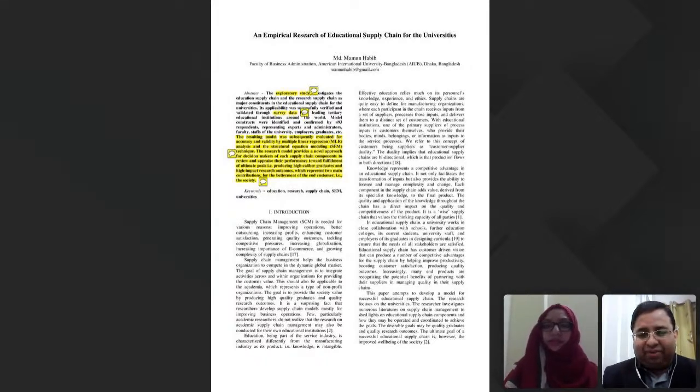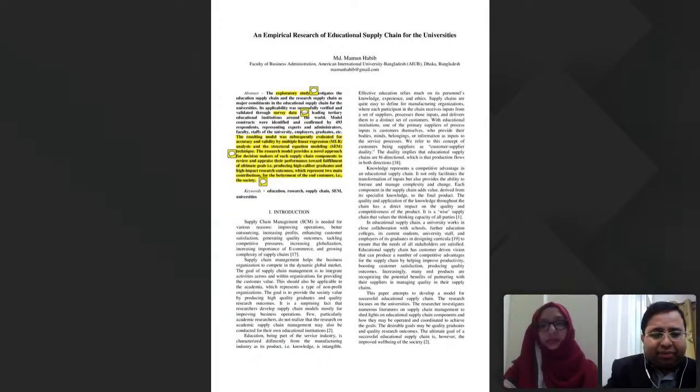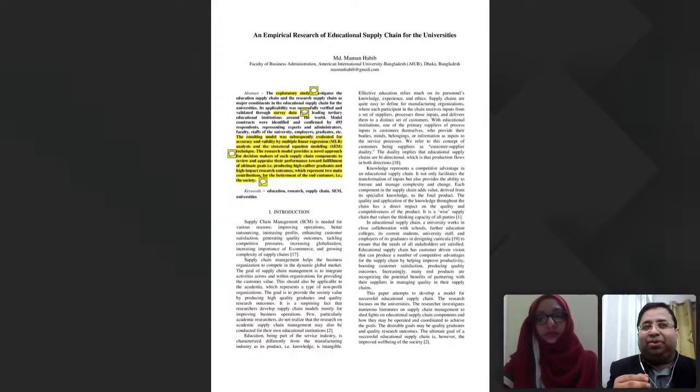First of all, look very carefully at what we are trying to say in this sentence. In that sentence, there are three parts. Look very carefully. The research model provides a novel approach for decision makers of each sub-project component to review and appraise their performance toward fulfillment of ultimate goals. This is the one part. Finish. What is the significance of the sentence? The one characteristic of the sentence is that you don't have any question in your mind.